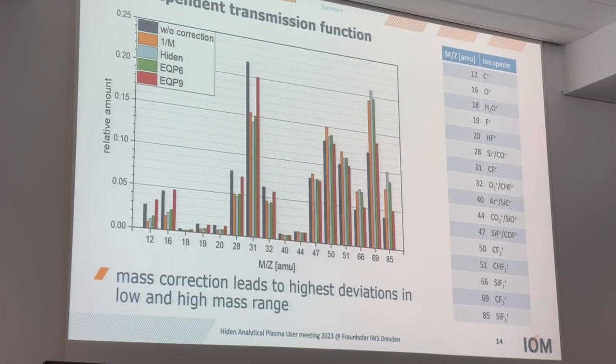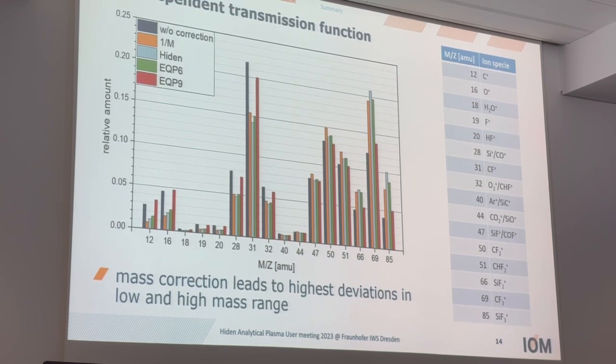So I have now done a quantification of our composition. We are again using our trifluoromethane and oxygen process gas. We have recorded all ion energy distributions, and then we integrated them to see what the actual composition of our ion beam is. The blue bars show the composition without any mass correction, and in that picture you can see the comparison of the different mass-dependent transmission functions, the two we have determined, and the one by Hiden and the 1/m approach.